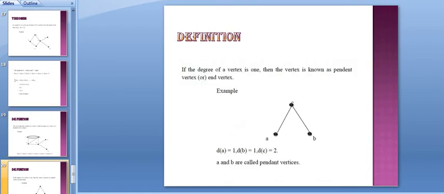Now we have a definition of pendant vertex. If the degree of a vertex is 1, then the vertex is called a pendant vertex or end vertex. In this example, the degree of A is 1, degree of B is 1 and degree of C is 2. Therefore, A and B are pendant vertices.